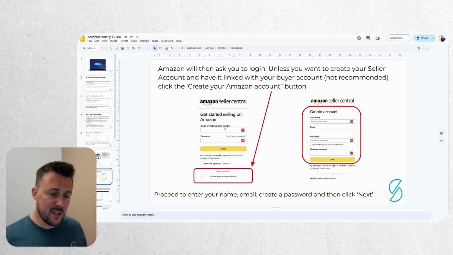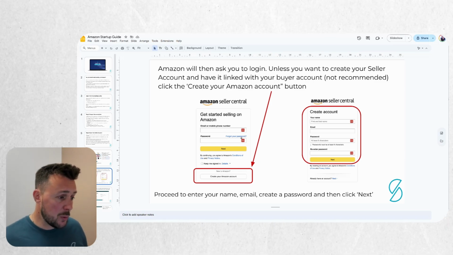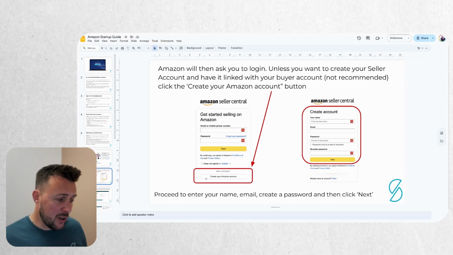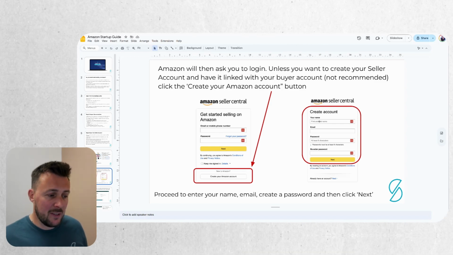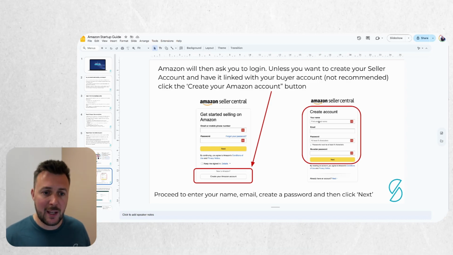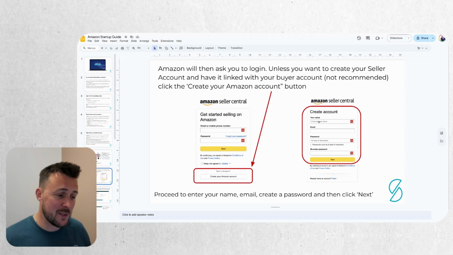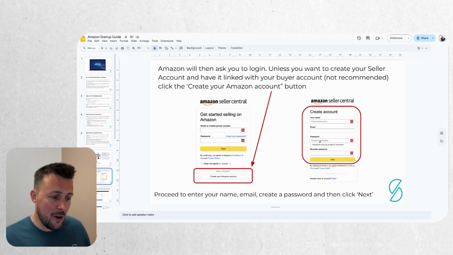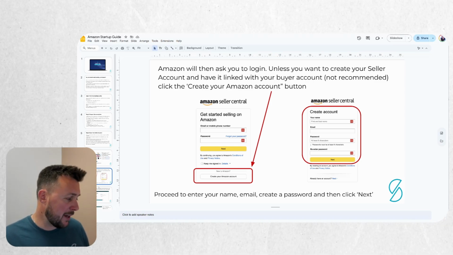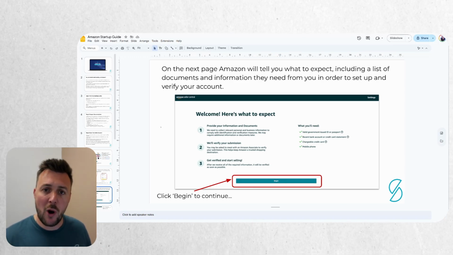I'd recommend that you use a different one just to create a disconnect between the two. If you want to use your existing account, then just sign in. If not, click the create your Amazon account button, and then you'll need to use a different email address. So again, just go create yourself a free Gmail account, josh'samazonstore@gmail.com or something like that. Whatever you want to use, it's entirely up to you. Fill in your name, your email, create a password, and then just click the next button, which will take you onto a section where it's going to tell you about what information they're going to require from you during the sign up process.